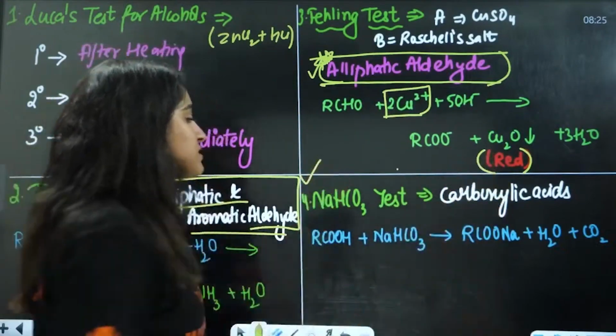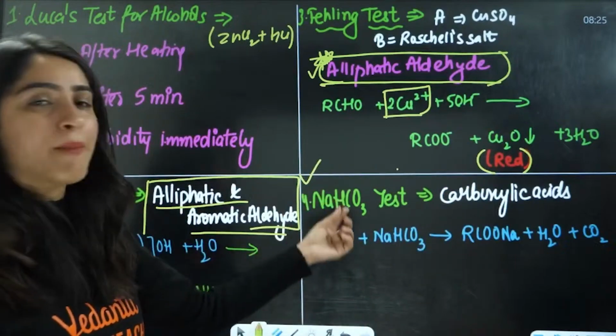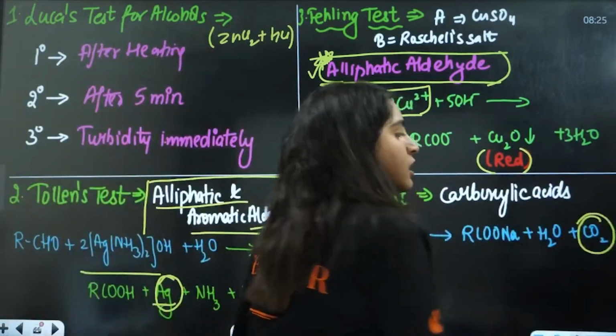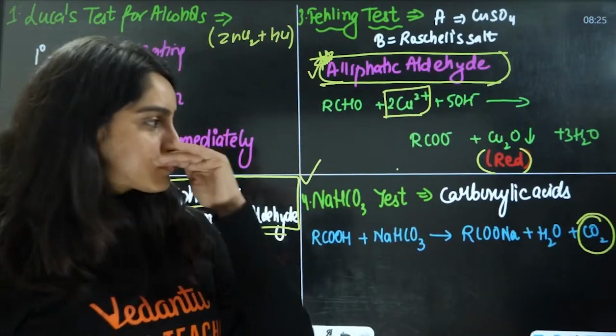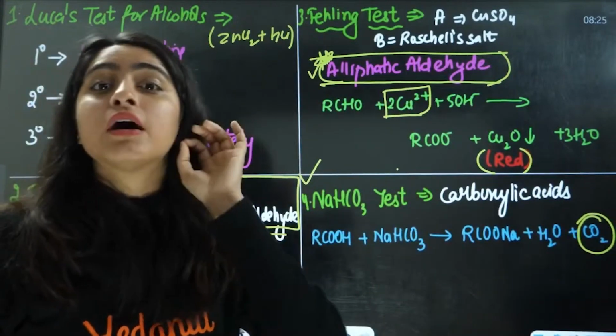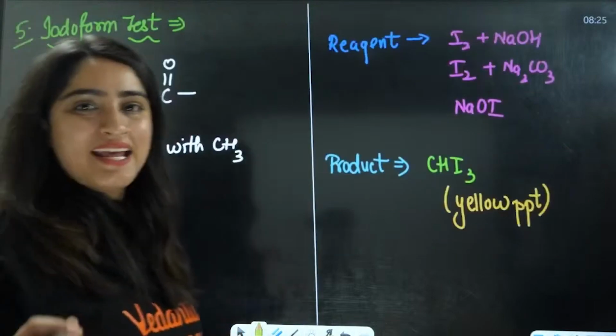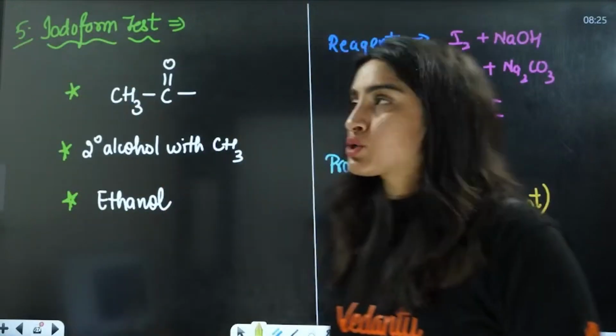Next is the NaHCO3 test, the sodium bicarbonate test, that is for carboxylic acids. There will be a brisk effervescence of carbon dioxide. That will tell us that there is the presence of a carboxylic acid.